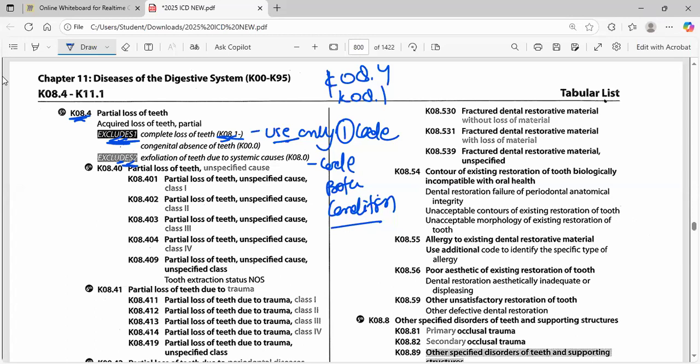Any questions on Excludes1 or Excludes2? Ma'am, can you explain excludes with an example? Yes, with an example.